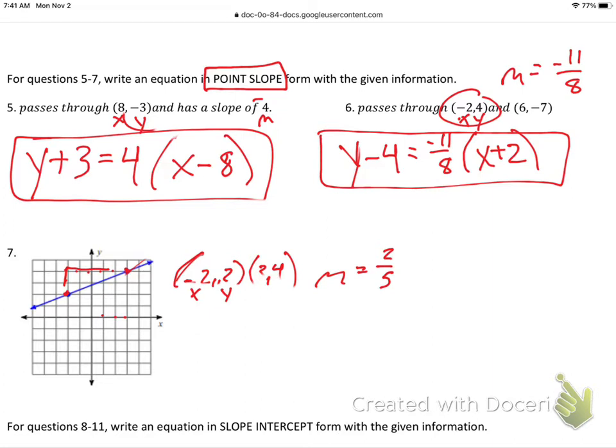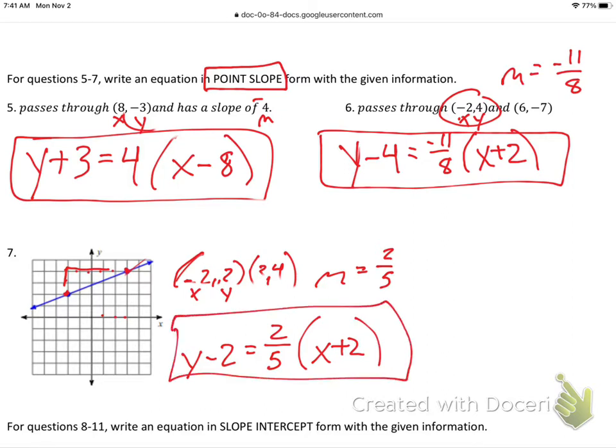So I would have y opposite of 2 is negative 2, and then equal to my slope, which is 2/5, and I'm going to multiply that times x, and then the opposite of negative 2 is a positive 2, and then you're all set. So just remember, on number 6, if you have 2 points, you can find the slope, and then you just pick one of the points. And in number 7, you have the 2 points already, so you could, if you wanted to, just take those 2 points, put them in the slope formula to find your slope, or you could also just count on the graph.